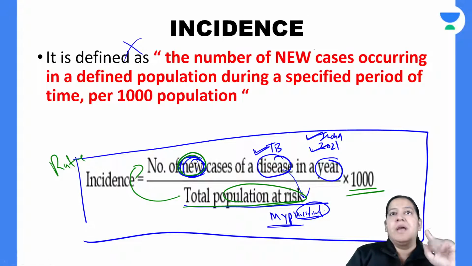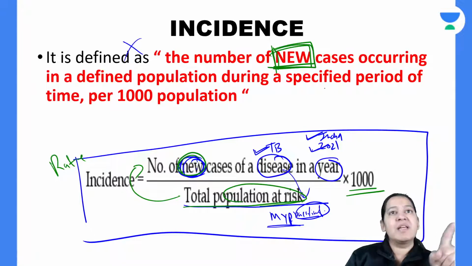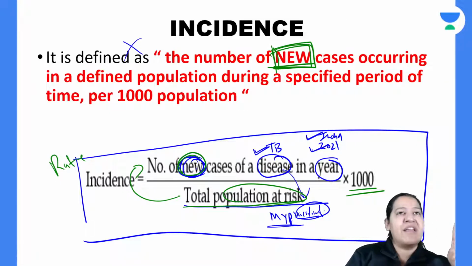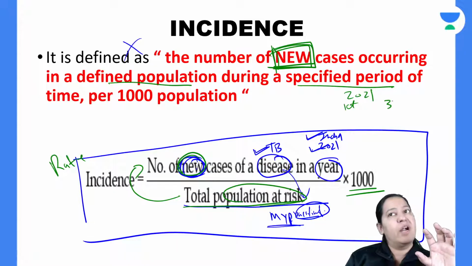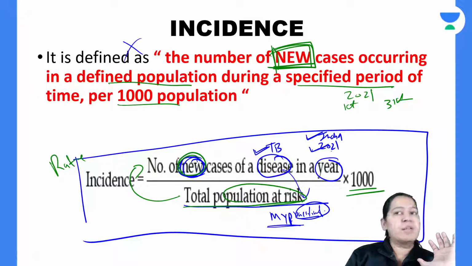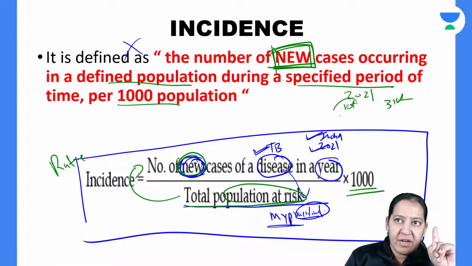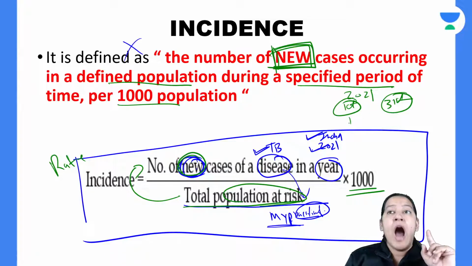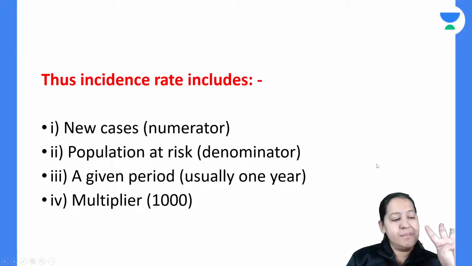Now read the definition. It is the number of new cases, I am focusing on the word new, occurring in a definite population. The definite population is my Indian population, during a specific period of time. The specific period of time is my 2021 year, 1st January to 31st December, per thousand. The multiplier here is 1000. Have you got it? So from 1st January 2021 to 31st December 2021, how many new cases are diagnosed which were not previously diagnosed? That will be my incidence. Have you got it? So incidence depends on four things.